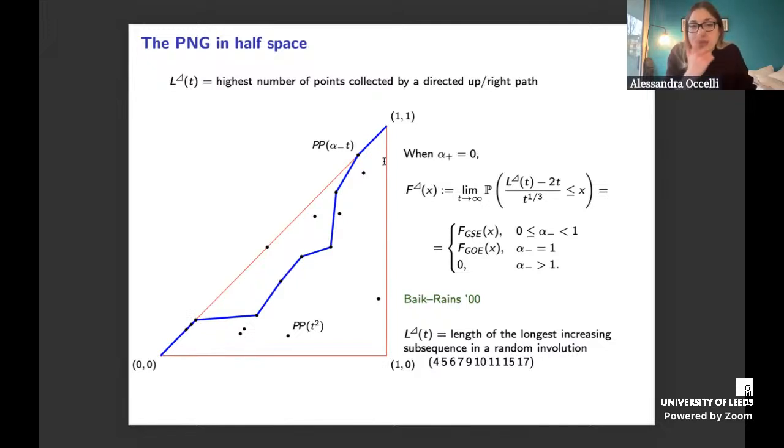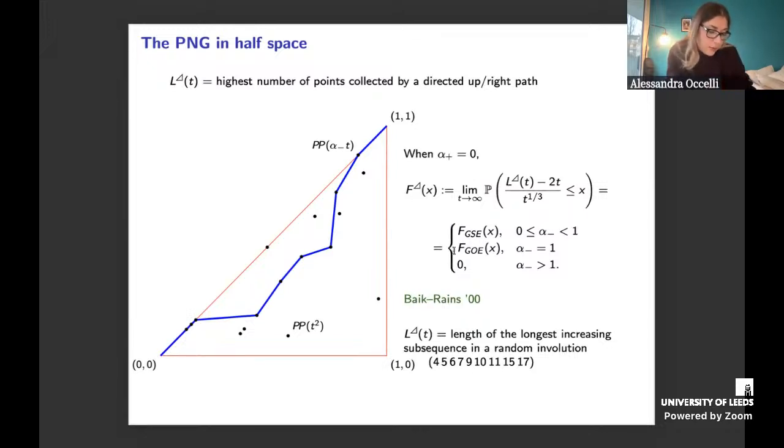Why? Because we are in the same situation as in the full space. If the parameter of the Poisson process on the diagonal is greater than 1, there will be a lot of points on the diagonal, and the path will tend to stick to it. The bulk will not play a relevant role to perturb it, so it stays on the diagonal.